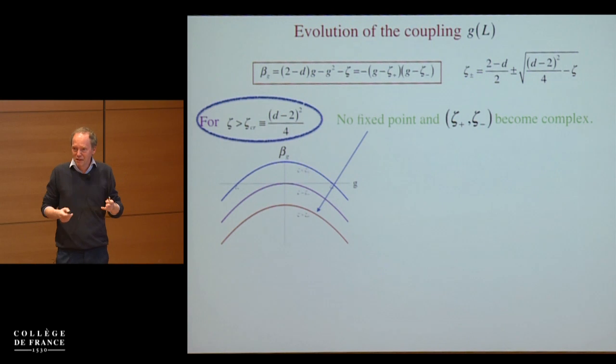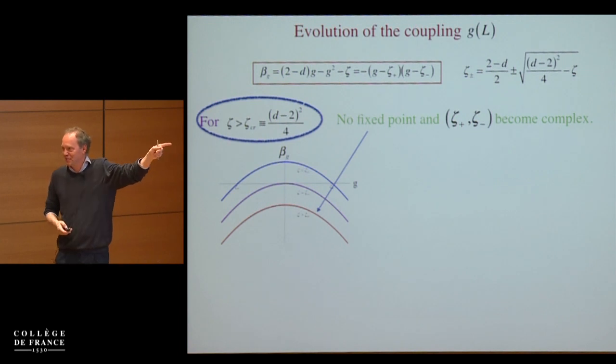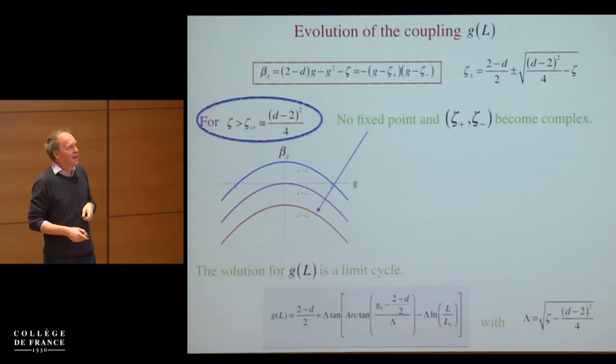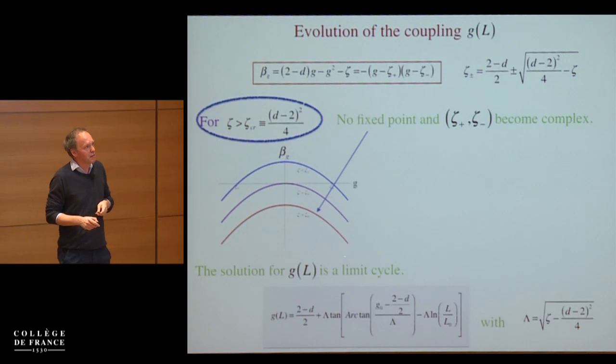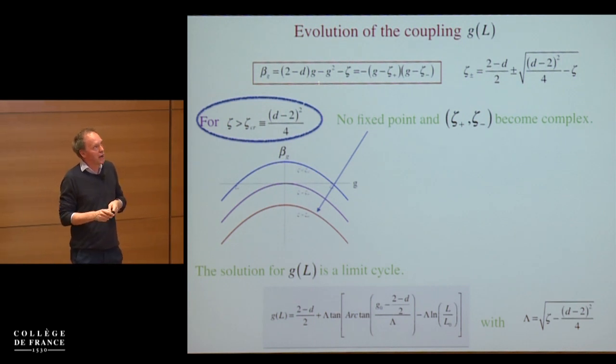So now is the instinct. When something becomes complex, there are fractals. Okay, this is here that the fractals come in. So if we are in this limit, the solution for this G of L, the solution of this equation, is now a limit cycle. So this is the solution, just to show you that we know how to calculate things.